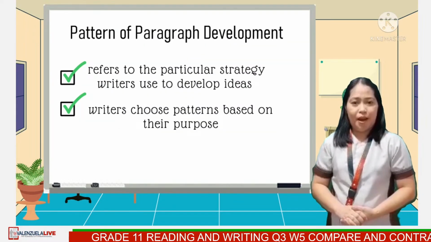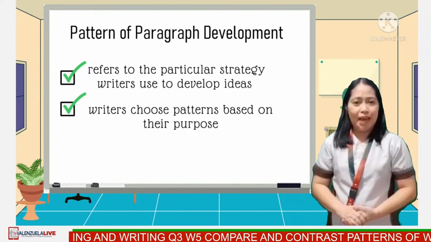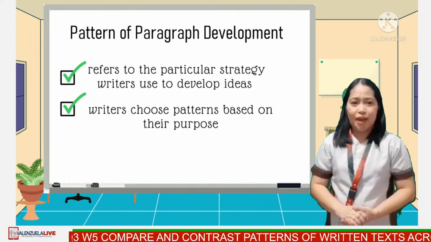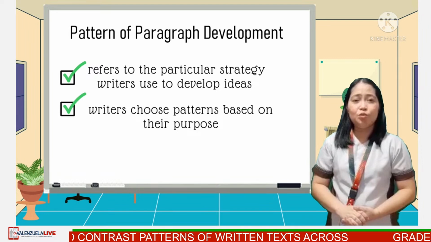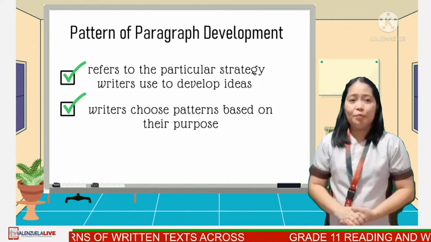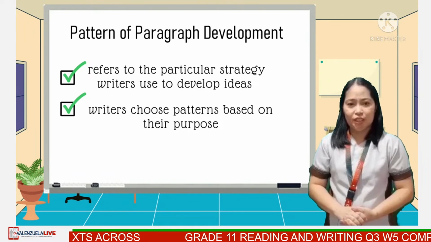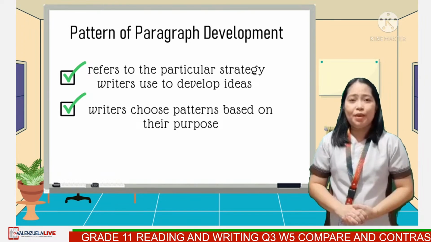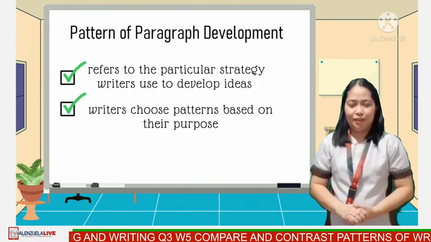What do we mean by a pattern of paragraph development? Most academic essays have a standard structure: introduction, body, and conclusion. Essays also have topic sentences and units of support that constitute the body, and these topic sentences and units of support need to be arranged logically. The strategies that a writer uses in developing these ideas are called patterns of paragraph development.